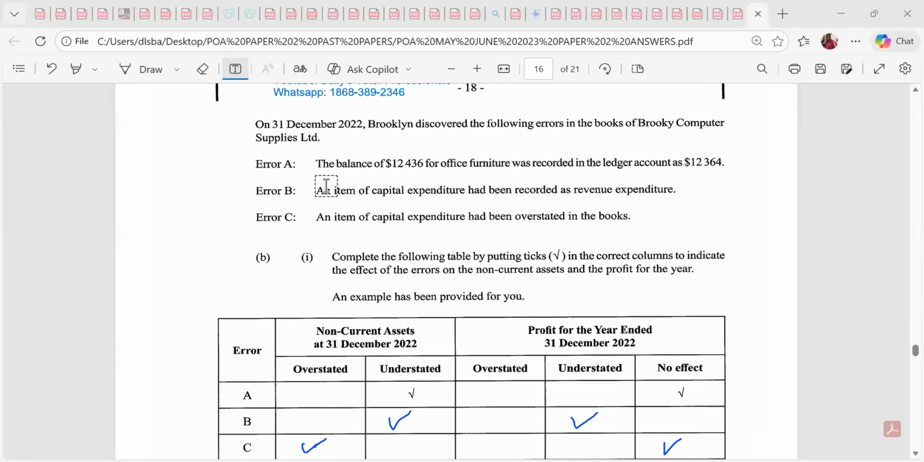The next one, an item of capital expenditure had been recorded as revenue expenditure. That would definitely affect it. Firstly, a capital expenditure is when you buy a fixed asset. So if you don't record it as capital expenditure, that means you're recording one less fixed asset. So you're definitely understating your fixed assets or your non-current assets. And then if you record it as revenue expenditure by accident, you're going to subtract it from your gross profit to make net profit. So you're going to make your net profit smaller by accident, so you're going to be understating your net profit as well.